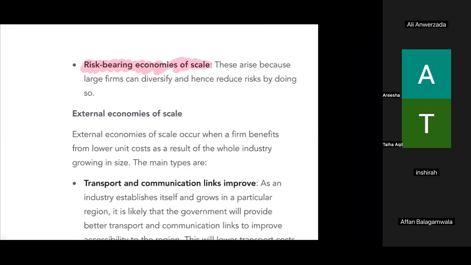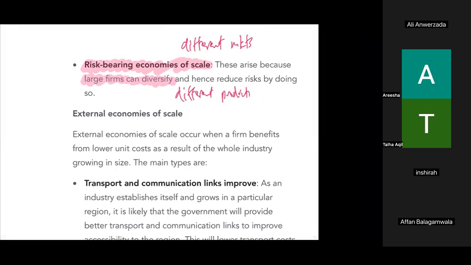Then comes risk bearing economies of scale, which is simply the idea that when you are large, you are also able to diversify your risks, because large firms can diversify geographically across different markets like Karachi, Lahore and Islamabad, and also across different products like milk, yogurt, chocolate, and so on. Ayan is saying they can bring new ideas to reduce the average cost of the business. Those managers, yes, they can.